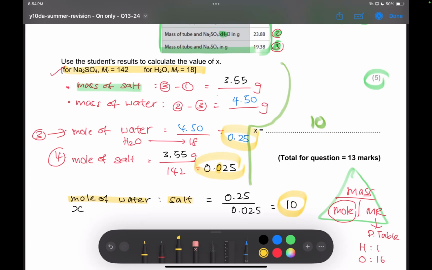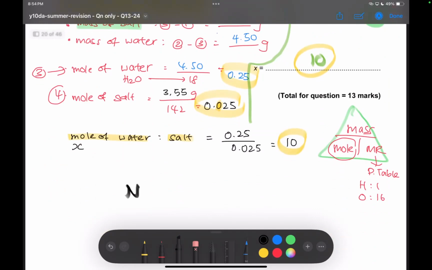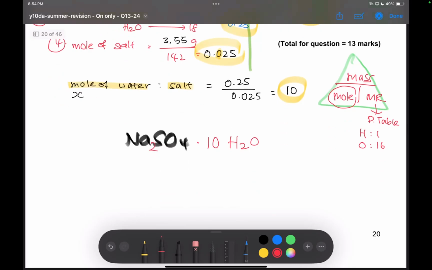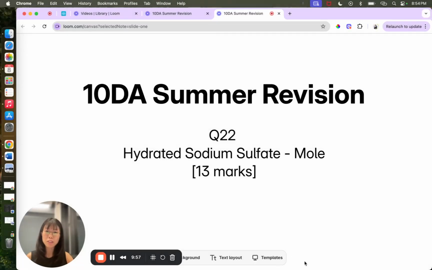So what this 10 means is, if I were to put it into the formula, it would be Na2SO4 followed by dot 10H2O. So this salt here is actually surrounded by 10 water molecules. That's basically what this X value represents, 10 water molecules. With that, this will be the end of the 30-mark question.